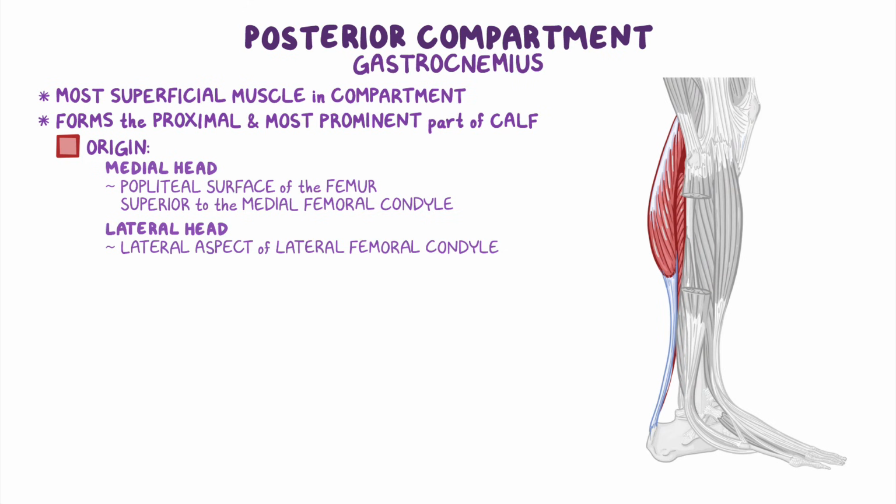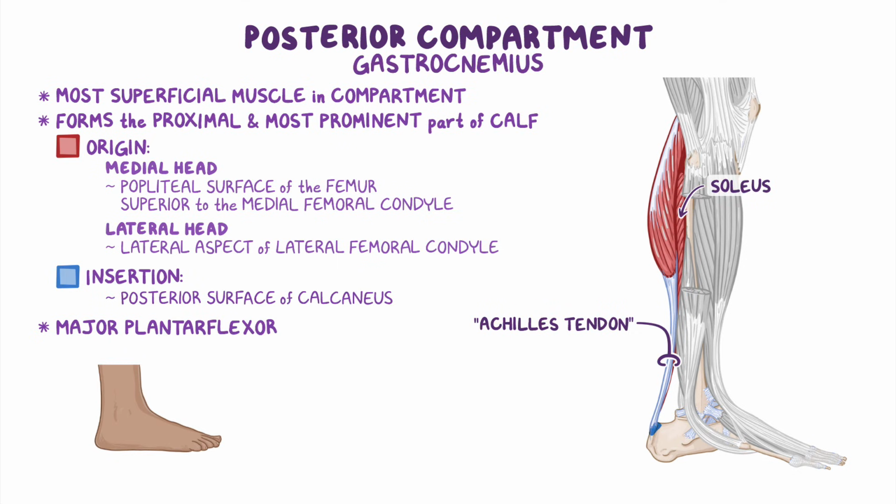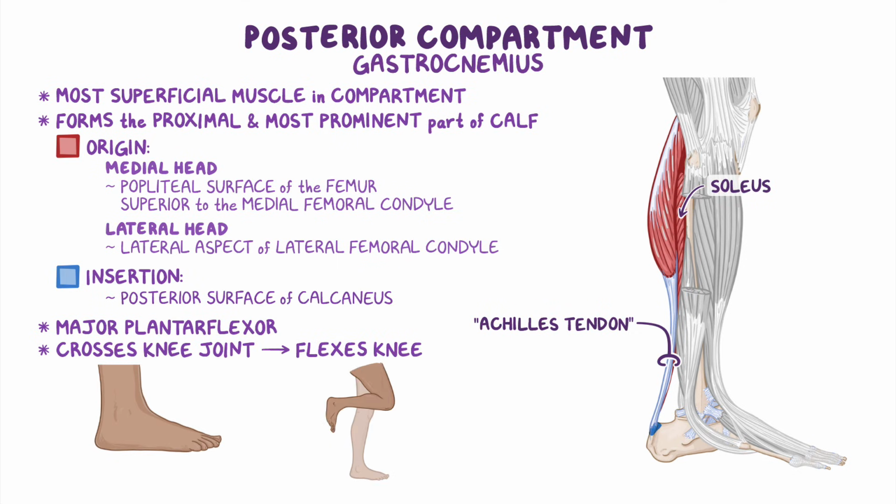Distally, the belly of the gastrocnemius combines with the soleus to form the calcaneal tendon, better known as the Achilles tendon, which inserts into the posterior surface of the calcaneus. The gastrocnemius is a major plantar flexor of the ankle, and since it also crosses the knee joint, it flexes the knee as well.